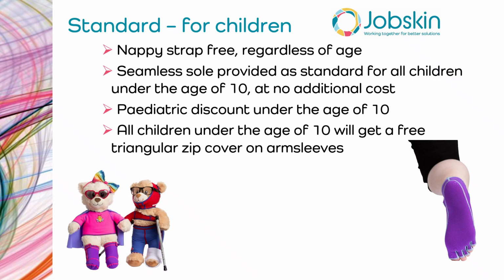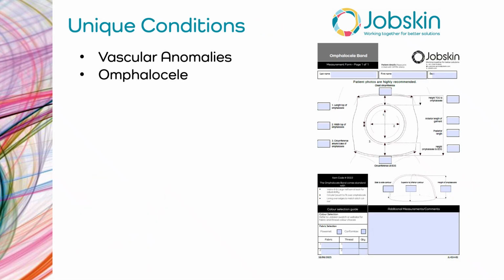A seamless sole is provided as standard now for all children under the age of 10, again at no additional cost. It used to be under the age of 7. There is a blanket paediatric discount for all children under the age of 10, and all children under the age of 10 will get a free triangular zip cover on arm sleeves to protect them from taking their garments off.